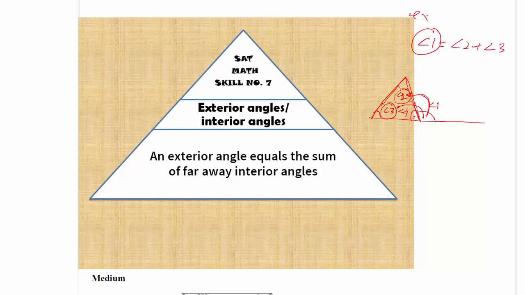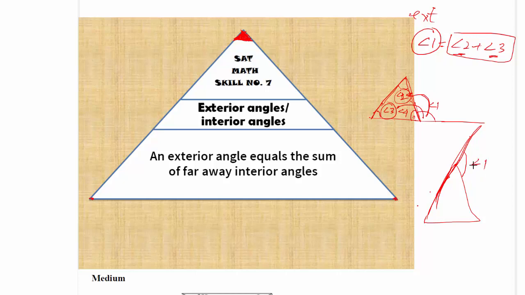So angle 1 is the exterior angle. This is equal to angle 2 plus angle 3, and these two angles are the far away interior angles. So the exterior angle will be equal to the sum of the interior opposite angles. Let us take one more example here. If you produce the line on this side, there'll be an exterior angle here. Let us take it as angle 1. That'll be equal to the sum of the opposite interior angles which are far away, like 2 and 3 here. So angle 1 will be equal to angle 2 plus angle 3.